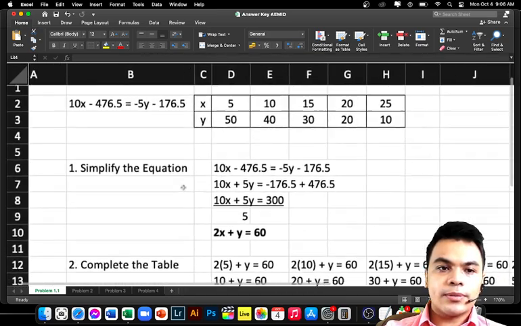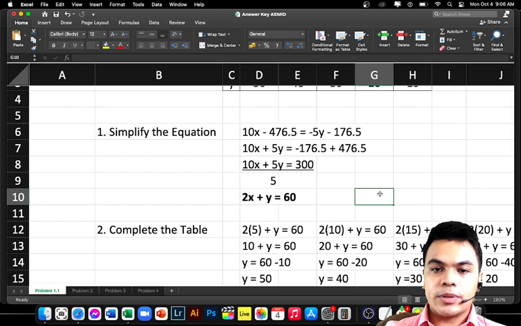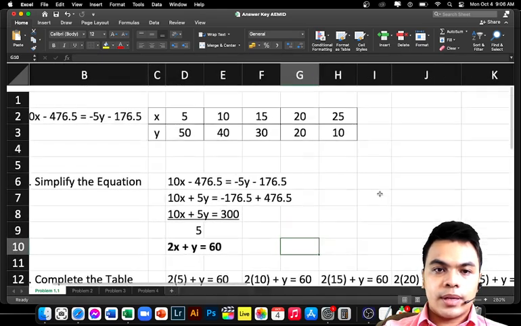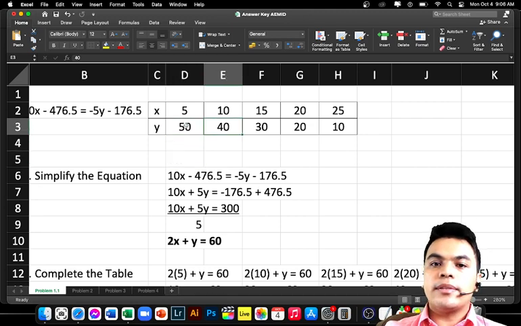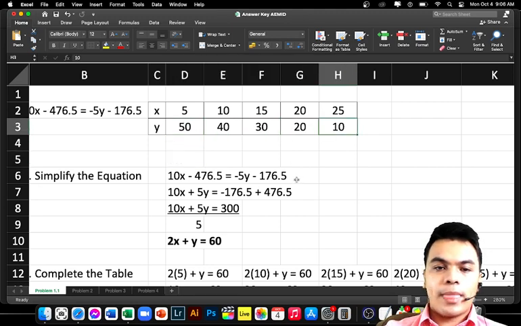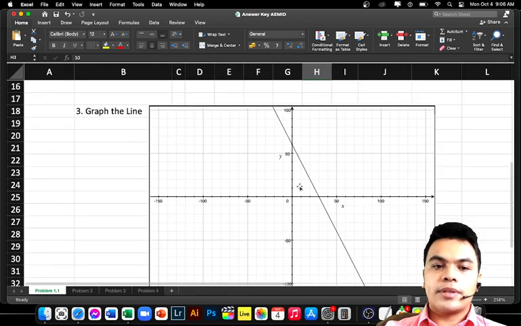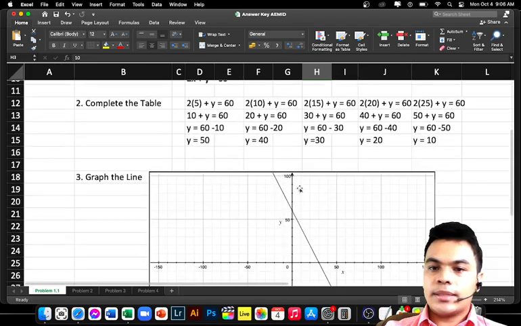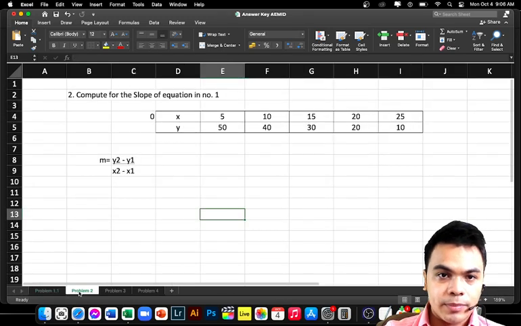Recap lang natin yung sagot. This is the simplified equation. 2x plus y is equal to 60. The values for y are 50, 40, 30, 20, and 10. And the graph is a downward line from left to right. Okay, very easy. And let's continue with problem number 2.